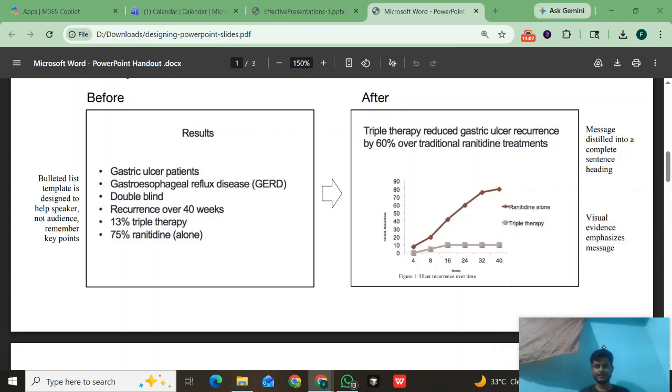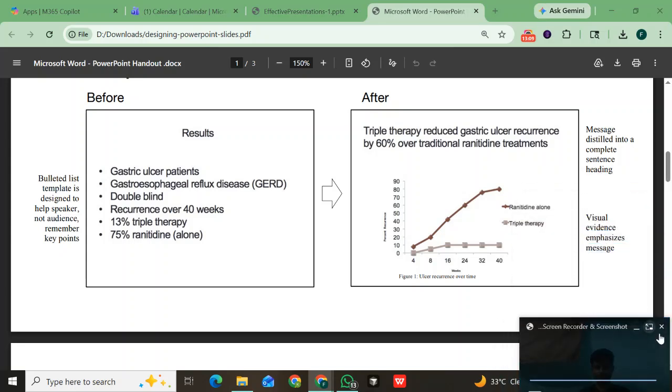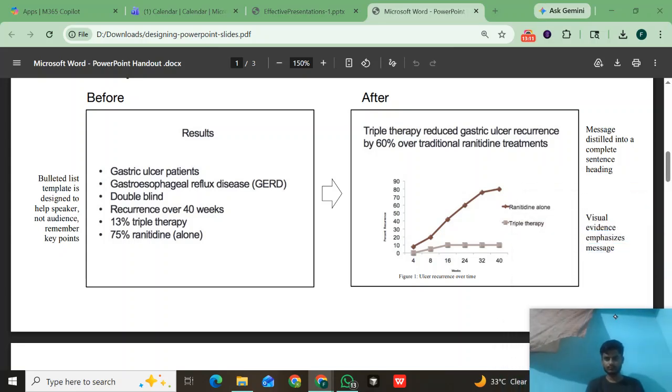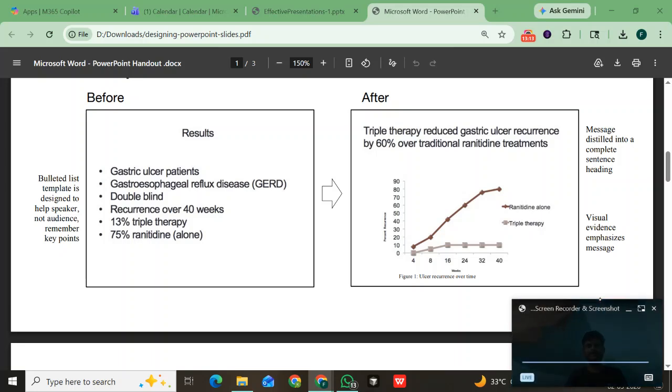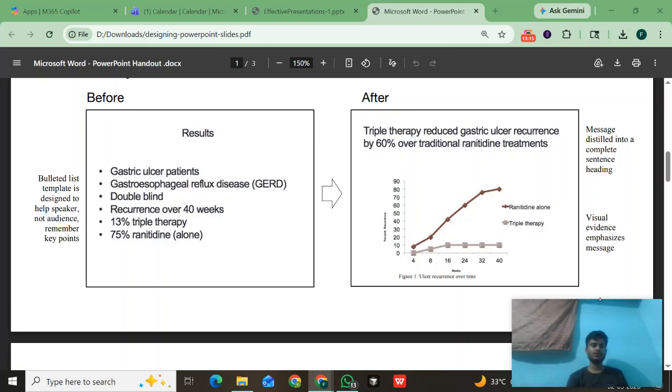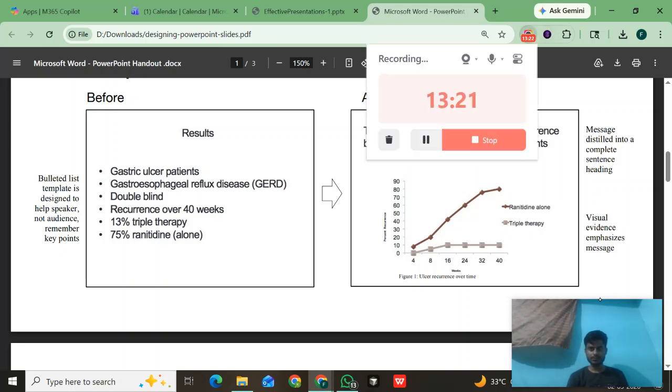Consider this example, right? Consider the example, like before the slide has, okay, wait a minute.